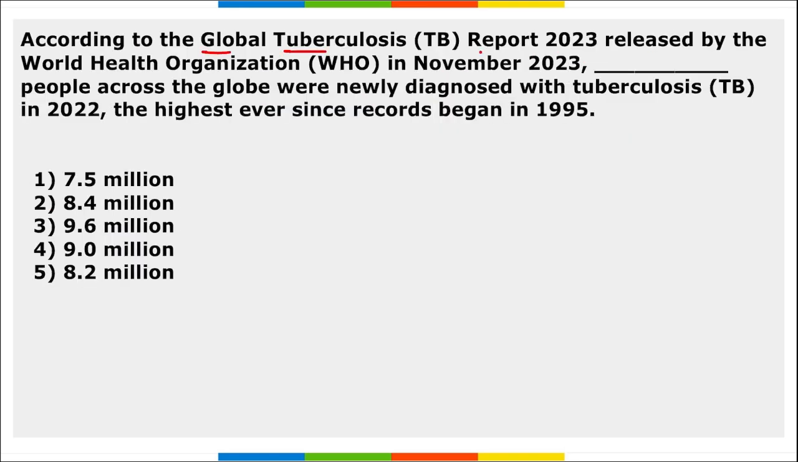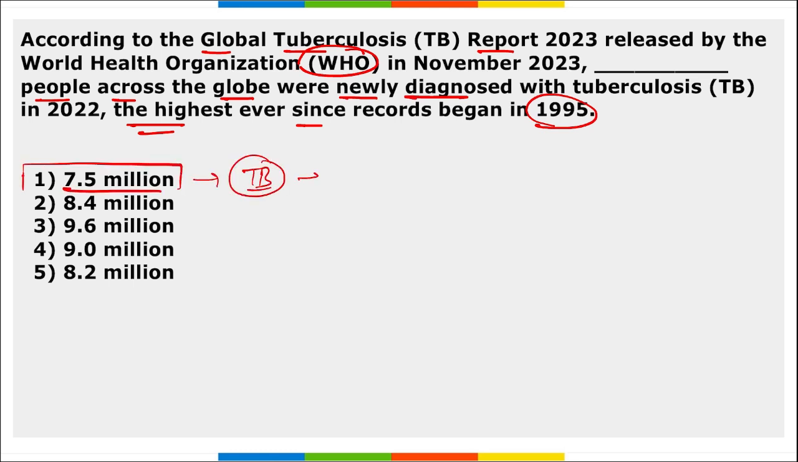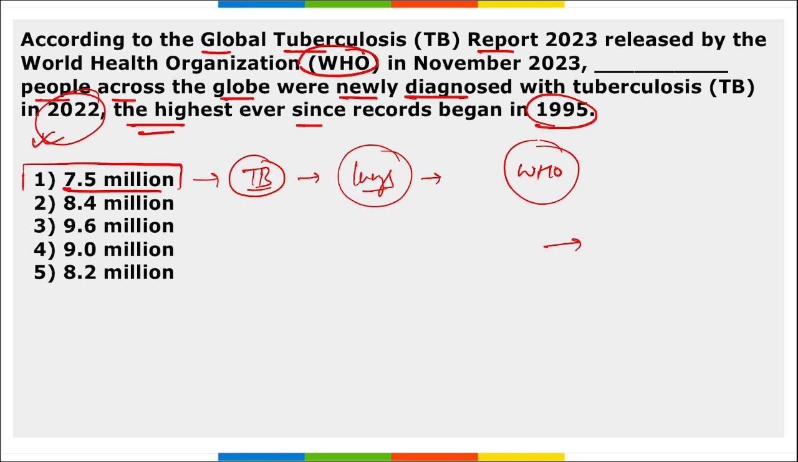Next, according to the Global Tuberculosis Report released by WHO in November, dash people across the globe were newly diagnosed with TB, and that is the highest ever record since it began in 1995. So around 7.5 million people were diagnosed with tuberculosis. This is the disease that affects your lungs. It is a communicable disease, and this data was released by WHO that around 7.5 million people were newly diagnosed with TB in 2022, and this is the highest ever. And also it was reported that this increase in number can be due to the COVID-19 virus also.